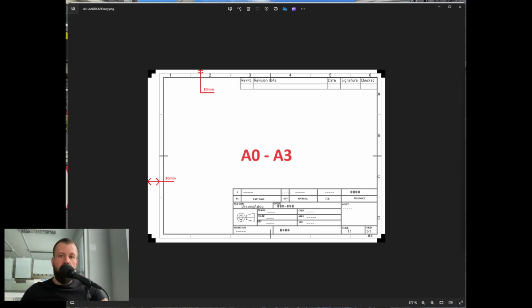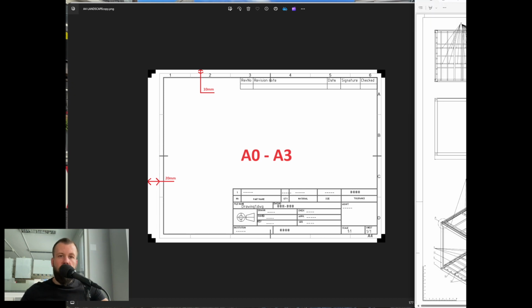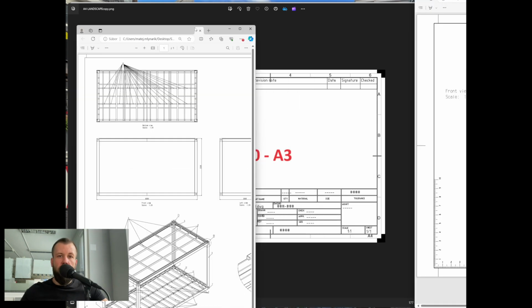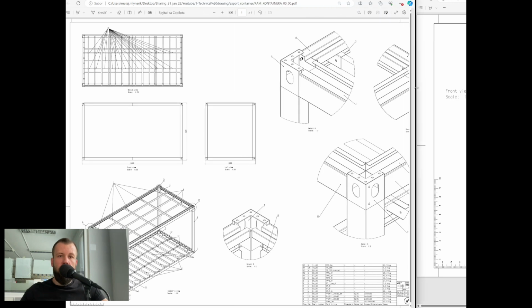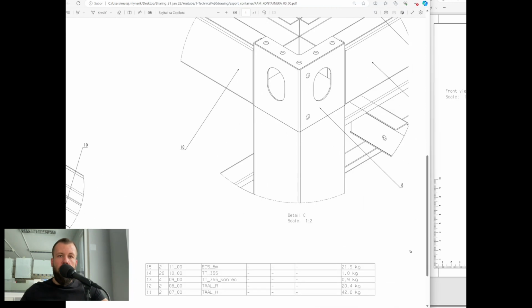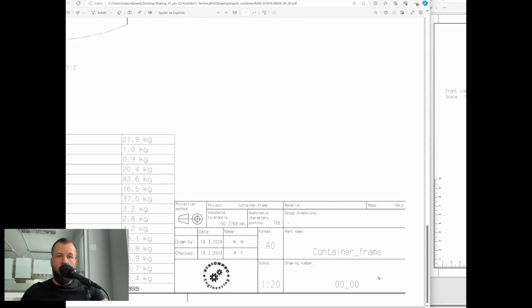Today we are going to have a look at the title blocks. The title blocks on the technical drawings are used to record all important information necessary for the working drawings. They contain general as well as specific information. The form and information vary from company to company.